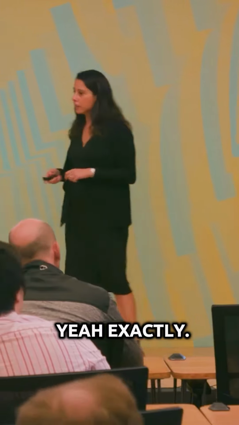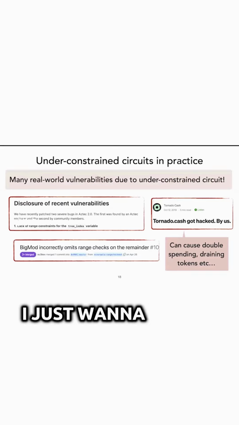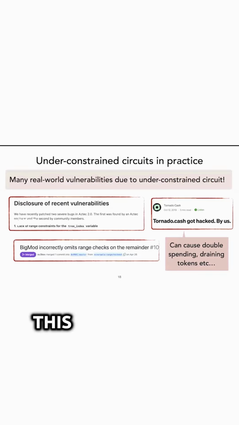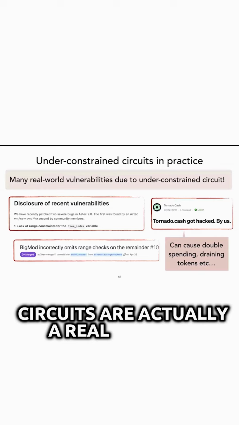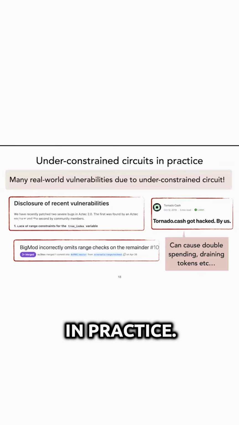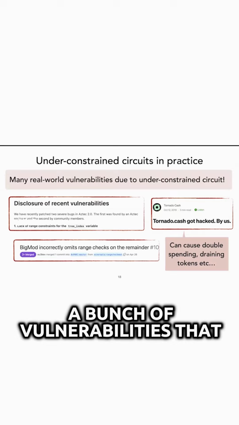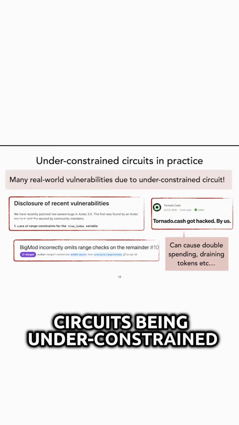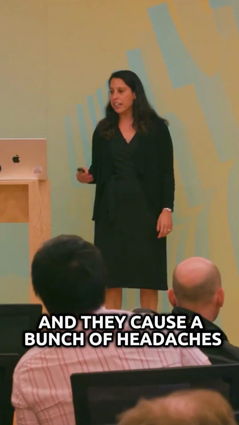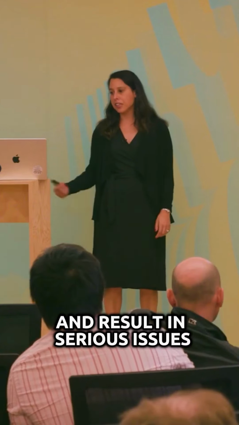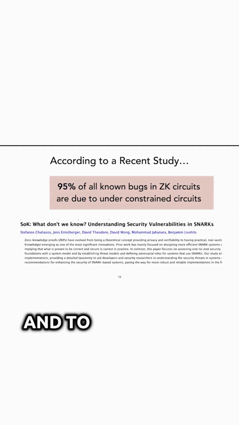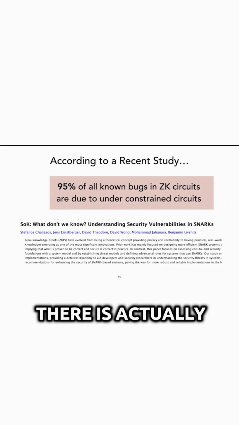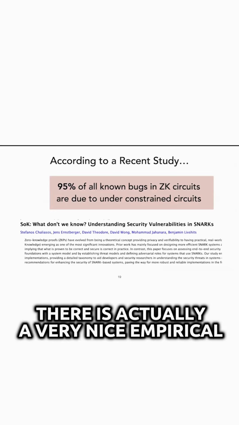Yeah, exactly. And by the way, I just want to make it clear that I'm not making this up. This is not just an academic problem. Under-constrained circuits are actually a real cause of vulnerabilities in practice. If you go and look, there are a bunch of vulnerabilities that are caused by circuits being under-constrained, and they can cause a bunch of headaches and result in serious issues like draining tokens from an account, double spending, and so on.